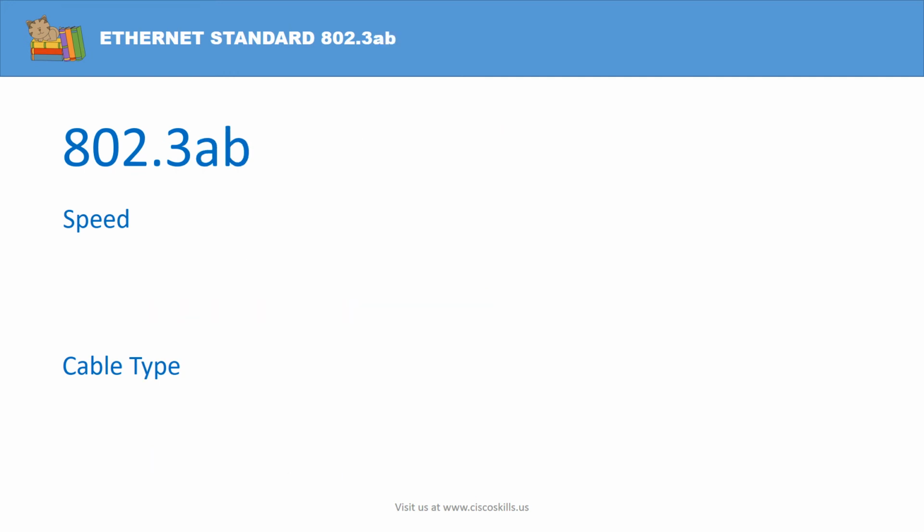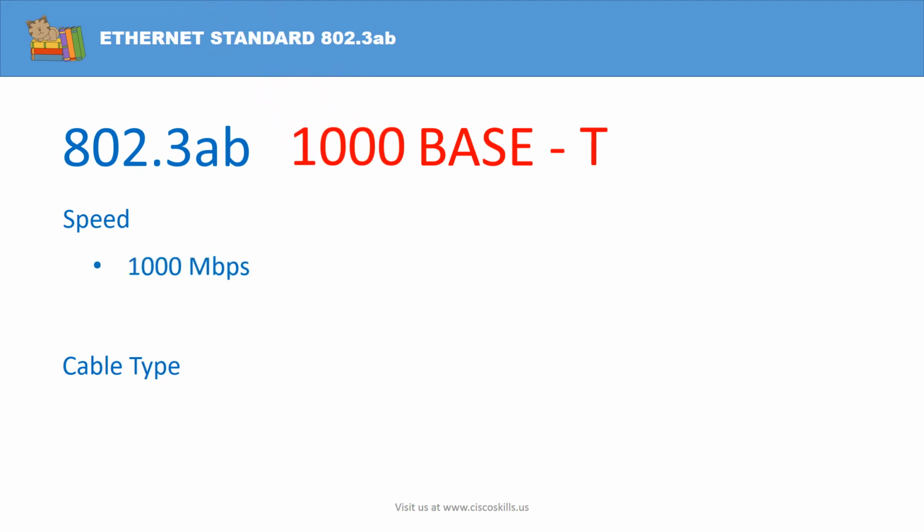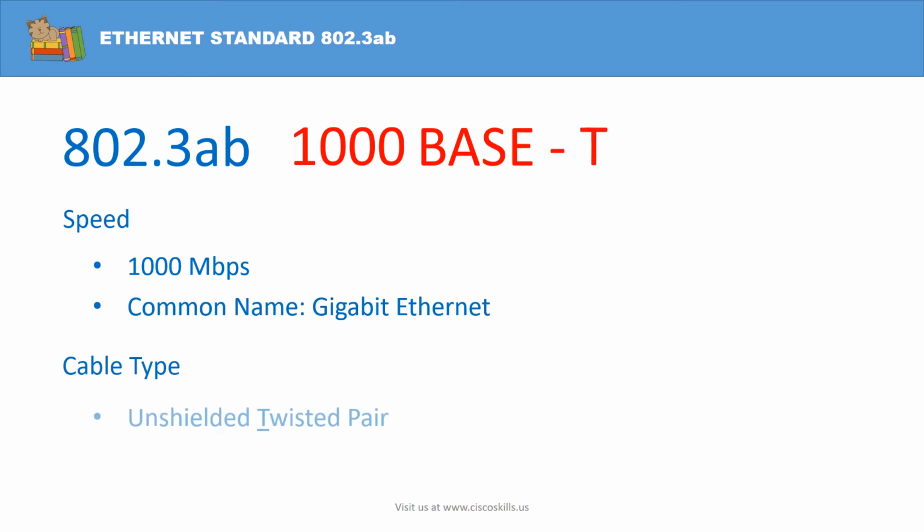The next standard is IEEE 802.3ab. It is the most frequently used standard nowadays in every enterprise network. It has the informal name 1000BASE-T. You now can easily figure out that the speed is 1000 megabits per second or 1 gigabit per second. Therefore, it also has the same common name Gigabit Ethernet. This standard uses an unshielded twisted pair, and therefore it has the same maximum length of 100 meters or 300 feet.